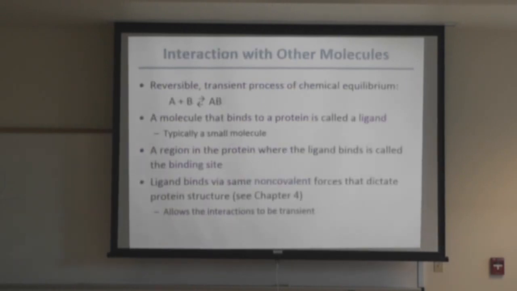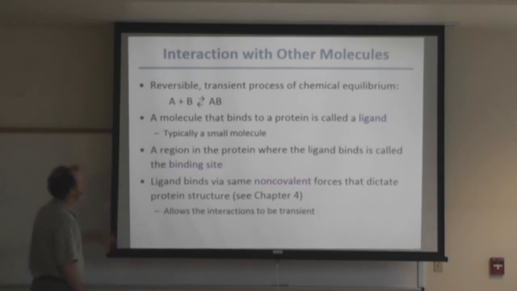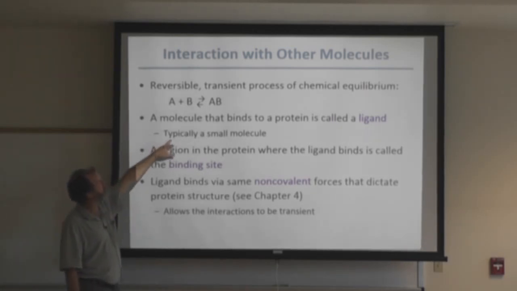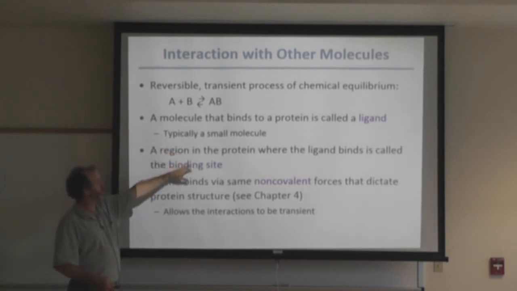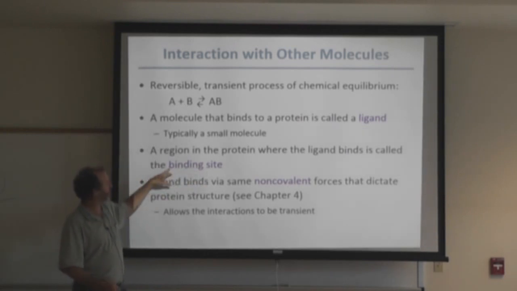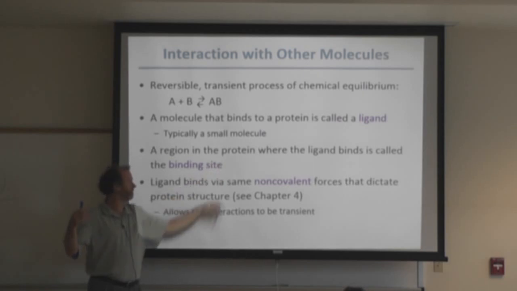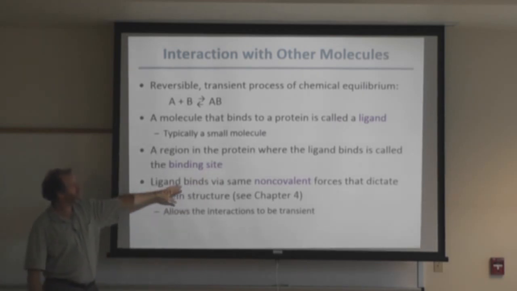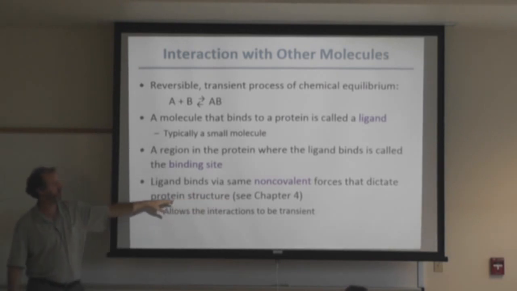And interaction with other molecules, this is basically going to be the law of mass, what did I say before? Not mass action, right? So a molecule that binds to a protein is called a ligand. So the molecule that's binding is the ligand. The region of the protein where the ligand binds is called the binding site, or the protein could also be called the receptor, right? And ligands bind via the same non-covalent forces that dictate protein structure.